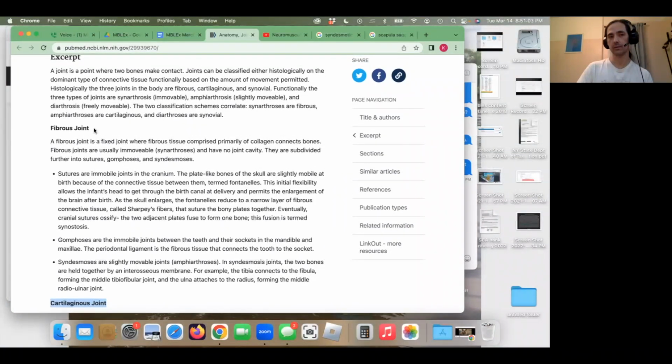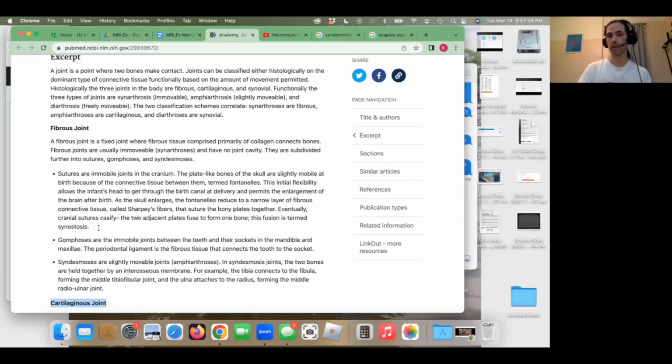Synarthrotic, I believe. Okay, so fibrous is connective tissue fiber joining two bones with likely no cartilage in between. And then cartilaginous would be connective tissue joining two bones with some cartilage in between. So which one do you think would have more movement, fibrous or cartilaginous?